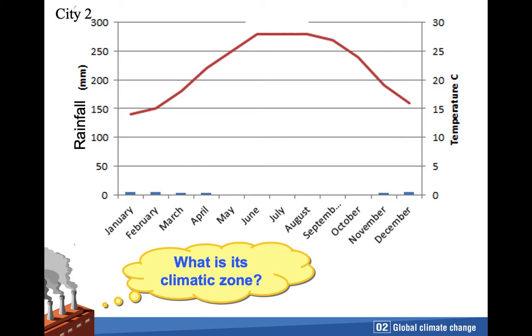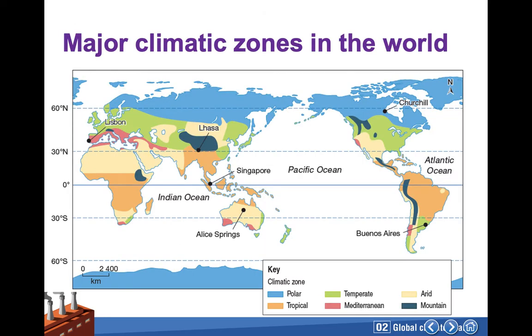And for city 2, okay, I'll give you another few seconds to guess what the climate is. So from here you can see actually the rainfall is very low, okay. That means in the whole year you can see some months they don't even have rainfall. So it's an arid climate, okay, dry for the whole year. So this is Cairo, okay. Cairo is the capital of Egypt in here.